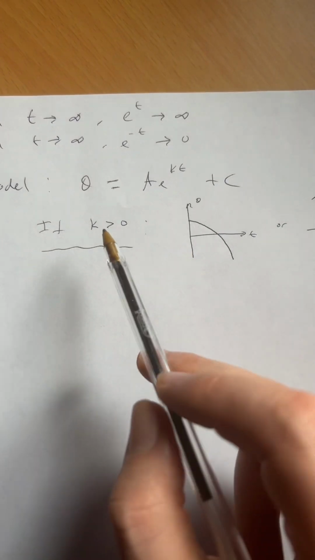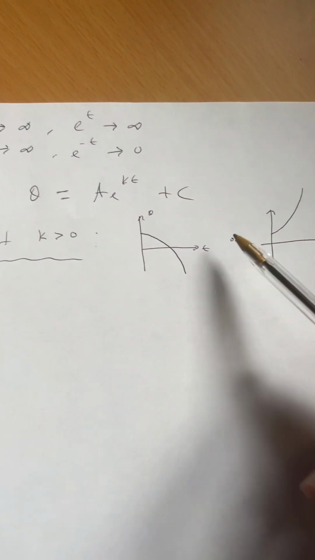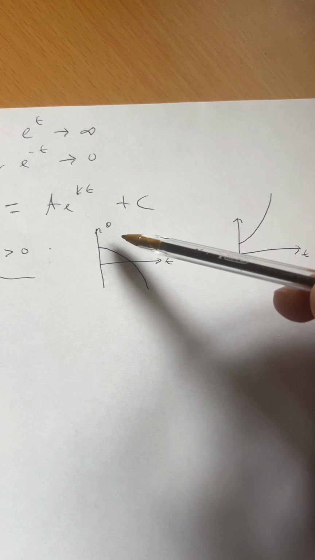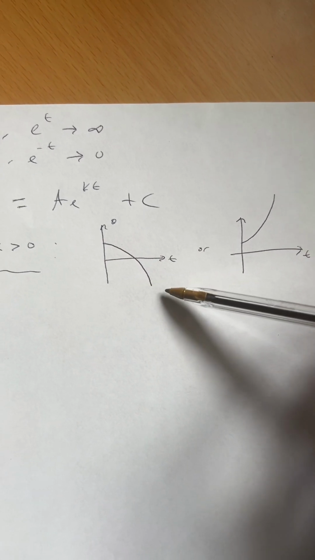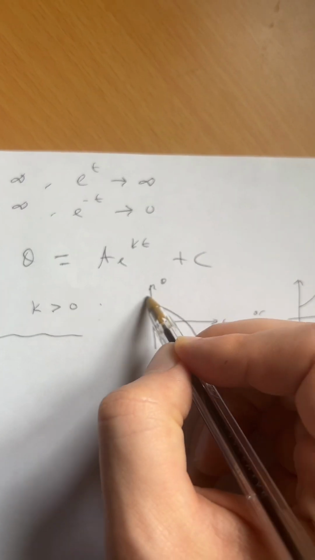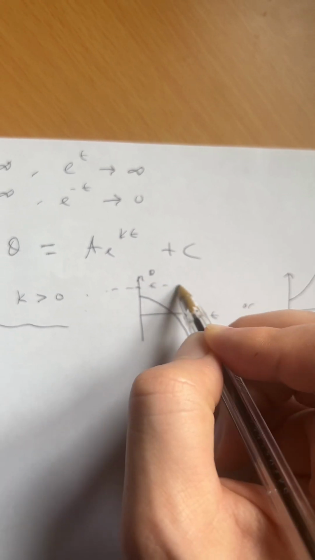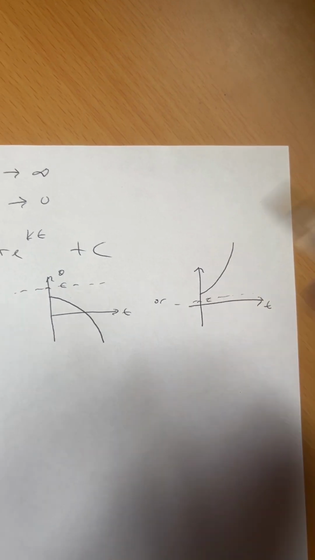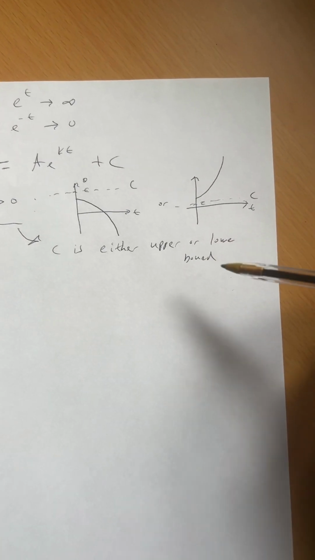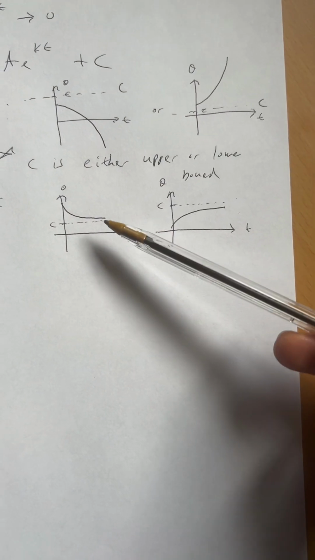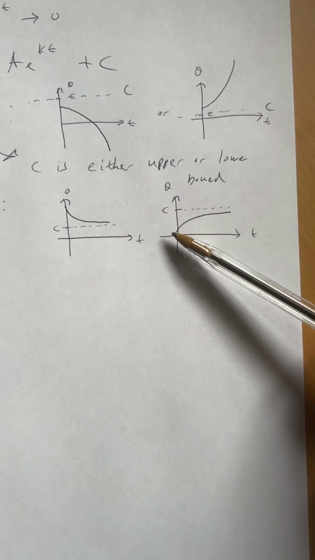So remember, if k is bigger than 0, it means you have a situation like either this exponentially growing curve or this exponentially decaying curve going to minus infinity. So this C is going to be the limit, and it's going to be this limit here, for example, this asymptote, or this asymptote potentially somewhere down there, or it could be somewhere lower. So in other words, C is either the upper bound or the lower bound. And remember, if k is less than 0, you have one of these converging curves as t goes to infinity. So again, C is the limit in both cases.